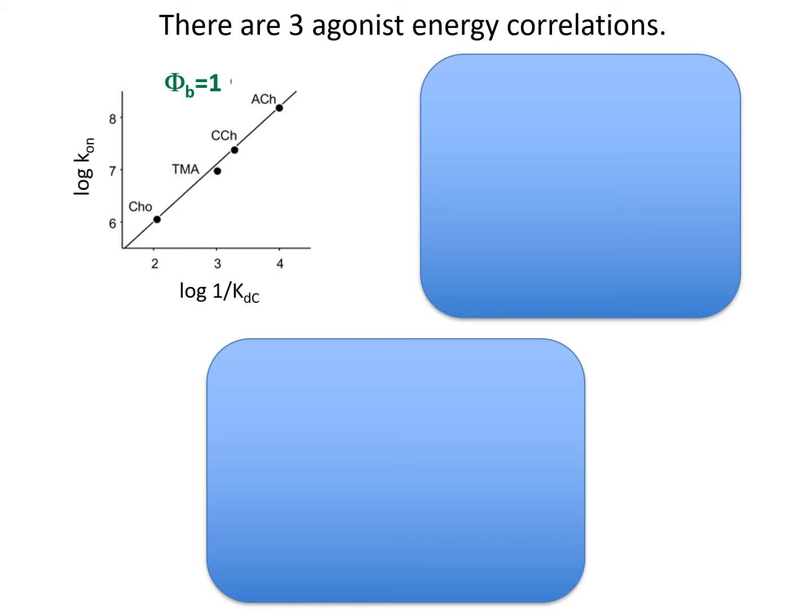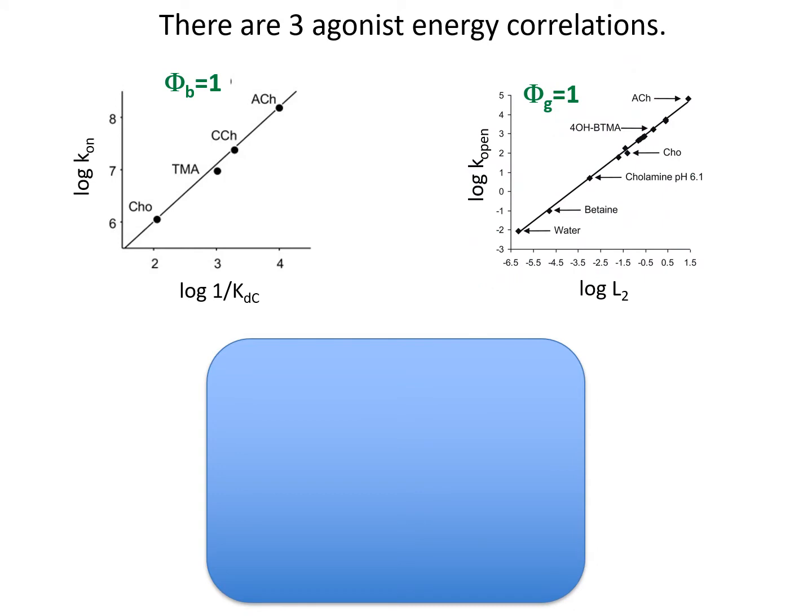The second is one that we discussed in the first video, which is the phi value of the agonist in the gating reaction. So in this one, you plot the log of the opening rate constant versus the log of the gating equilibrium constant. This is with fully liganded receptors, and you can see all these agonists, including water, fall on this line. The opening rate is what determines, or largely determines, the equilibrium constant. Various measures are between 0.93 and 1 for this. So I took the value of 1 to keep it simple. So that's another rate equilibrium free energy relationship for gating.